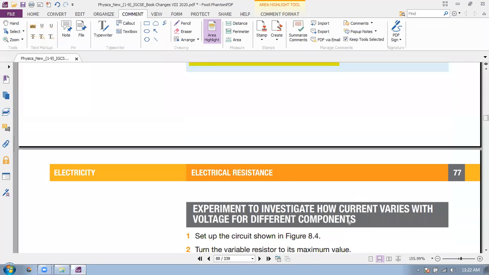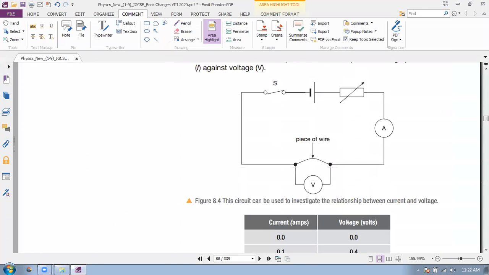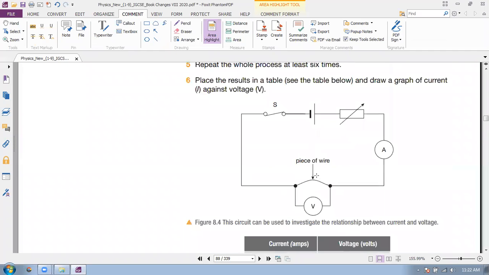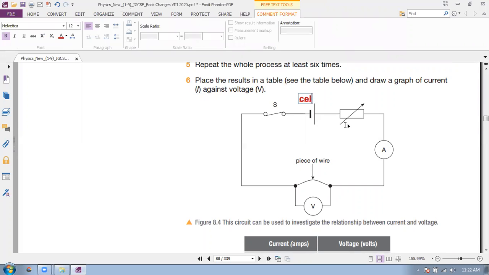All right. Now this is an experimental setup. This is a piece of wire, and this piece of wire is under investigation. We want to find out the amount of current flow and the voltage. When current flow changes, the voltage across this piece of wire would change. This is the supply voltage, a cell. And this is a variable resistor.